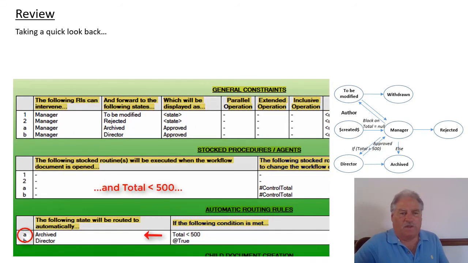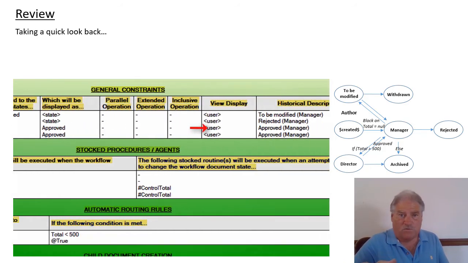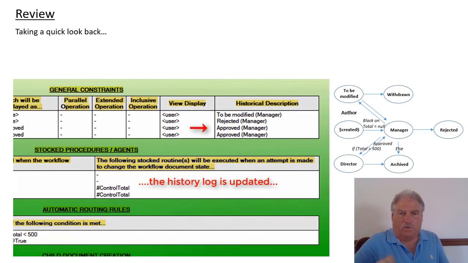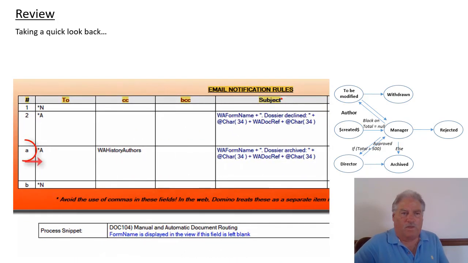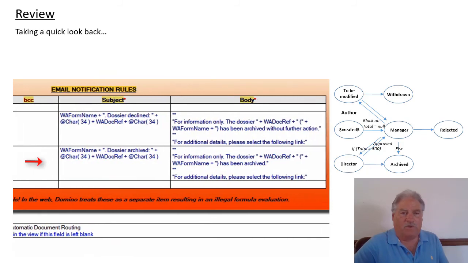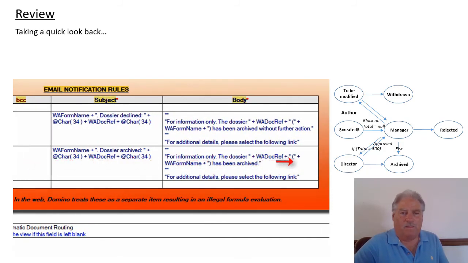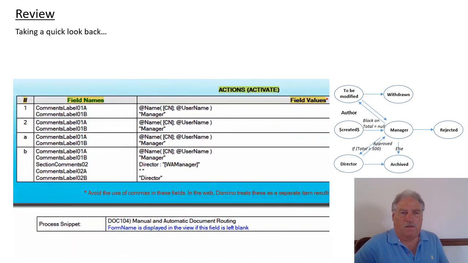So if approve is selected and total is less than 500, just walking through the rule, the log is updated with that information. This email is sent. You see, this is the archive email that we saw earlier. And those fields are updated with these values.